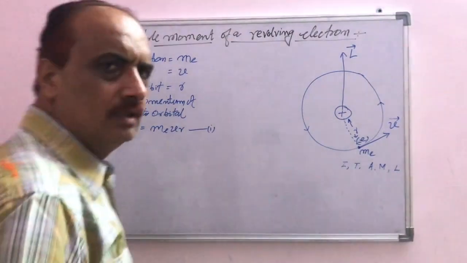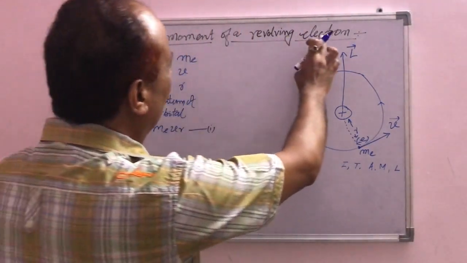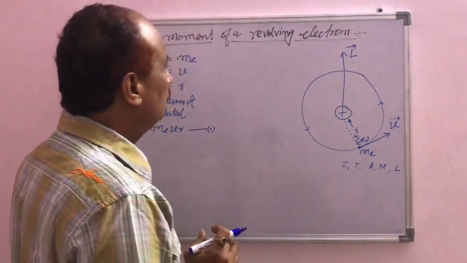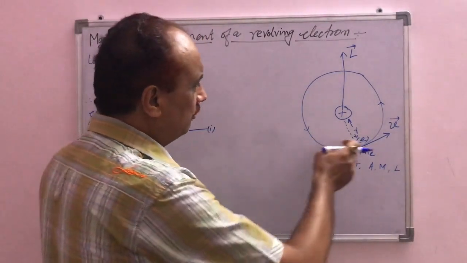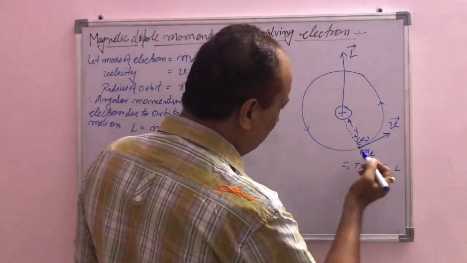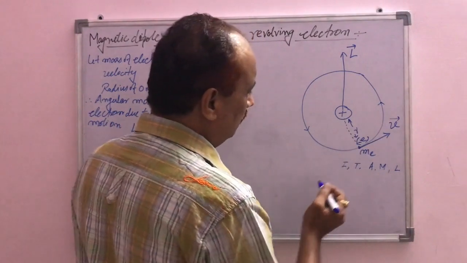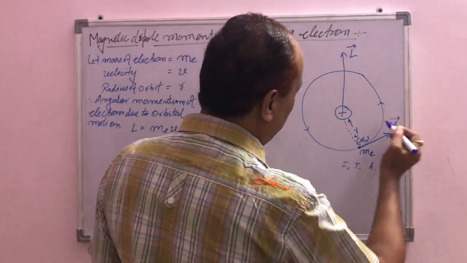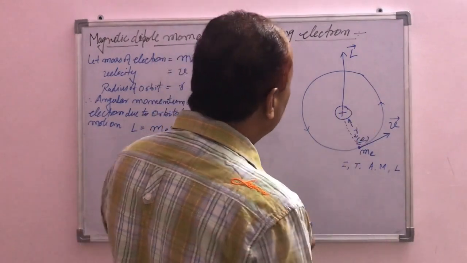Hello students, in this video we will discuss the magnetic dipole moment of a revolving electron. We have to consider here an electron which is revolving in its orbit of radius r. The mass of the electron is me, the radius of that orbit is r, and it is revolving with the velocity v about the nucleus, the positive nucleus.